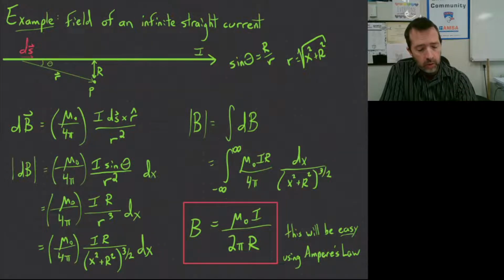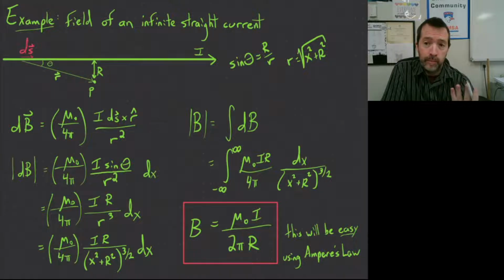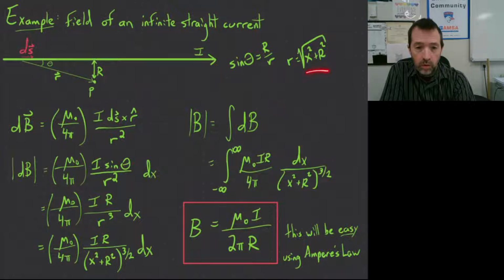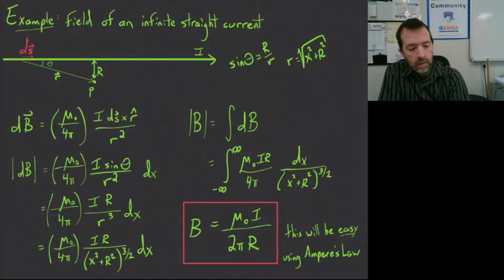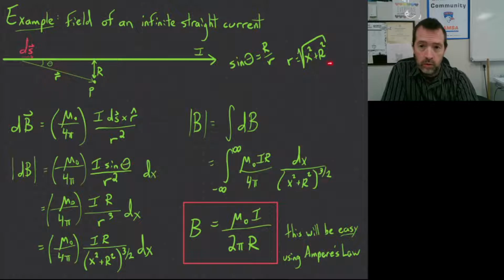So anyway, I have this straight wire. I want to measure the field at point P, which is the distance big R away from the wire. I have drawn an arbitrary piece of the current, ds. I've drawn in the r vector that goes between them. I've named this angle theta, and off to the side I've made note of a couple of things I'm going to need later, one of which is that sine theta is big R over little r. That's from SOHCAHTOA, opposite over hypotenuse. And then the magnitude of the little r vector is the square root of x squared plus big R squared.